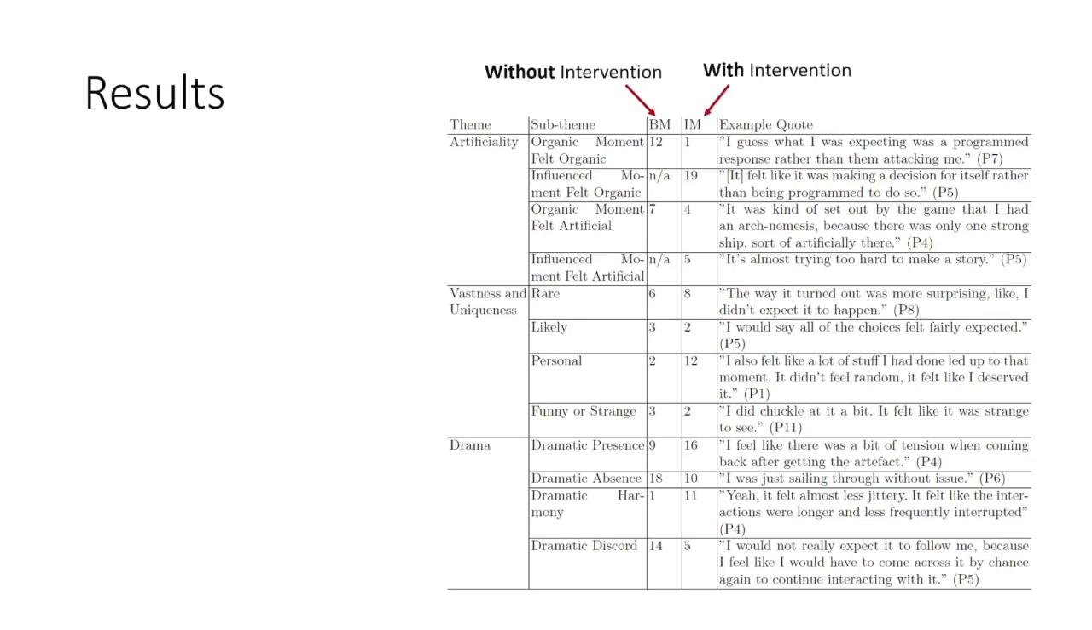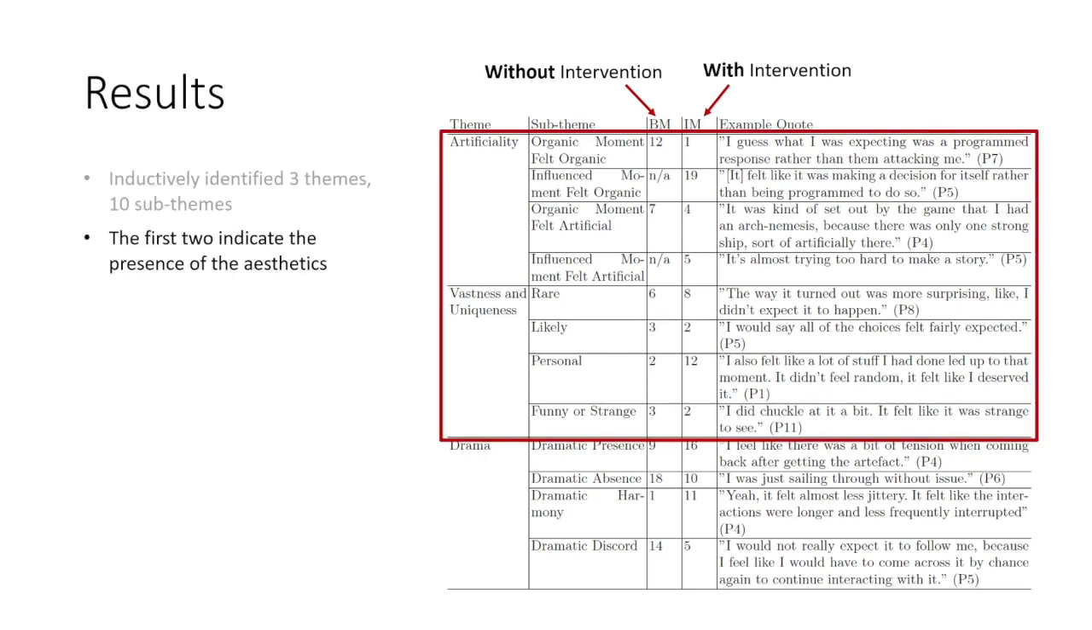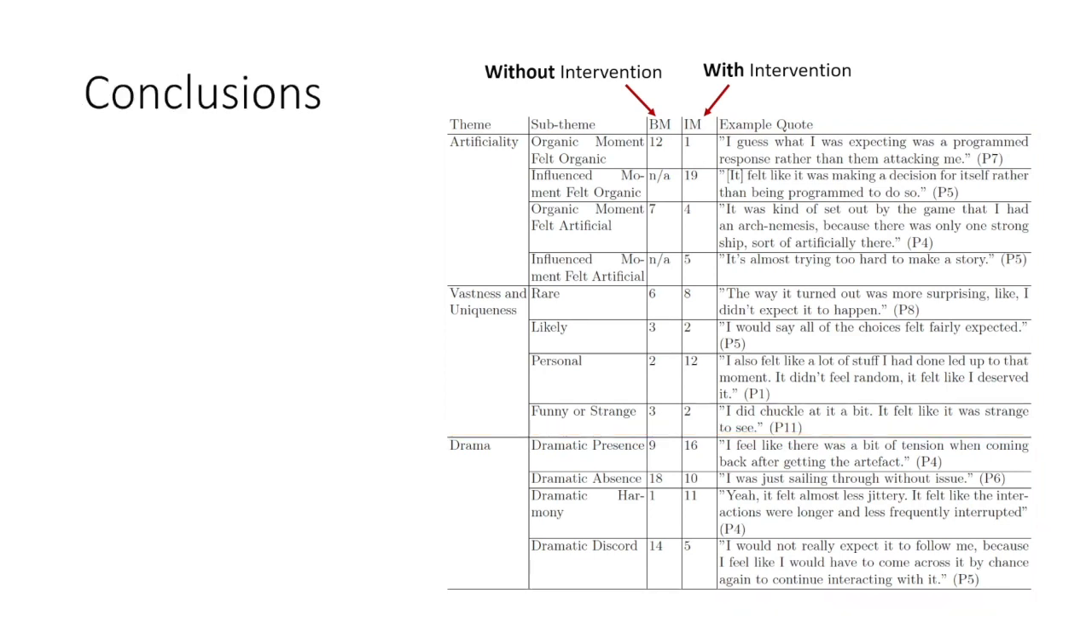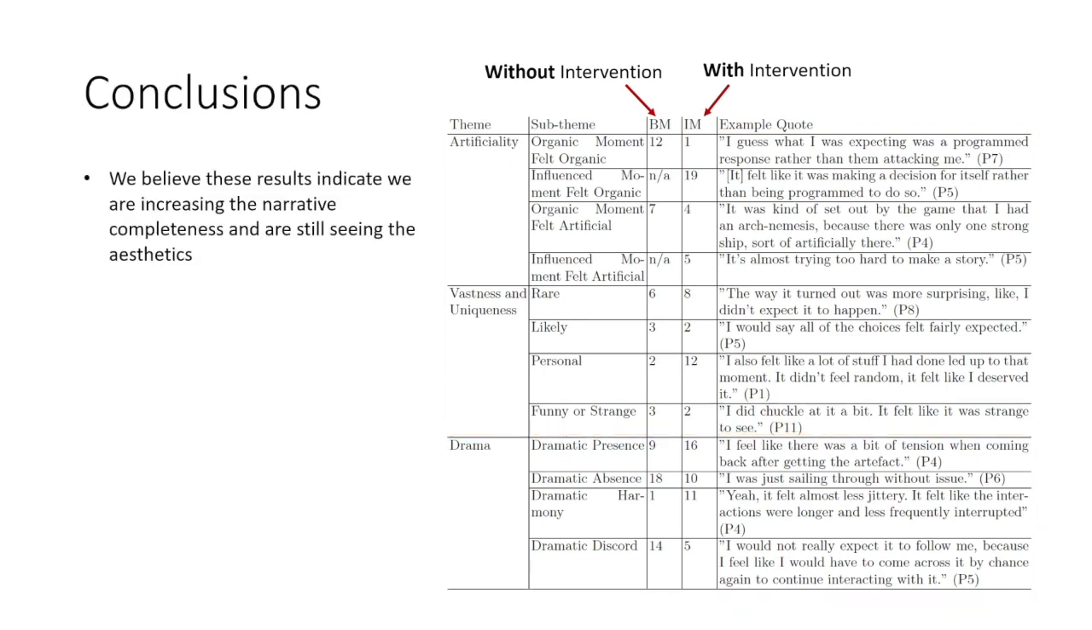From the interviews, we inductively identified 3 themes with 10 sub-themes. The first 2 indicate the presence of the aesthetics in each mode, and the last gives us a sense of the narrative completeness. We believe these results indicate that we are increasing the narrative completeness and are still seeing the desired aesthetics, and therefore also that these 2 goals are not necessarily in conflict.